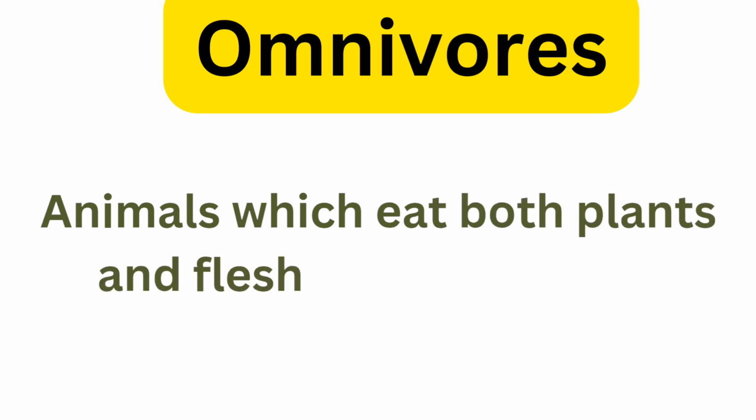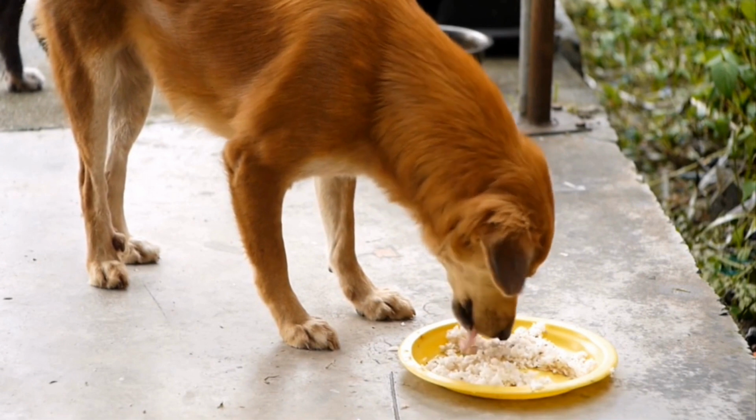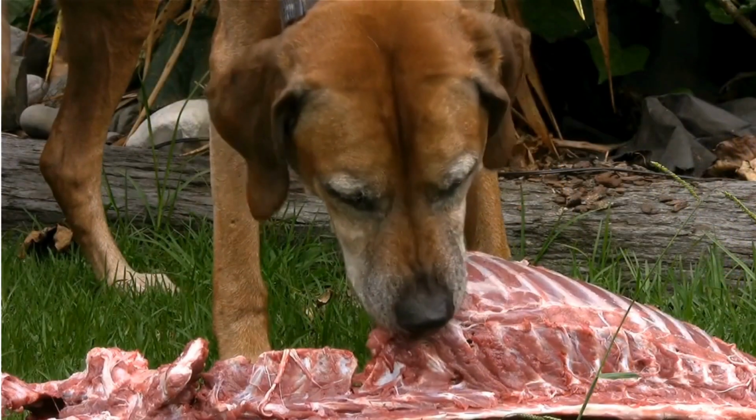Animals which eat both plants and flesh are omnivores. They have teeth in their mouth which are useful to chew grains, pulses, and meat.